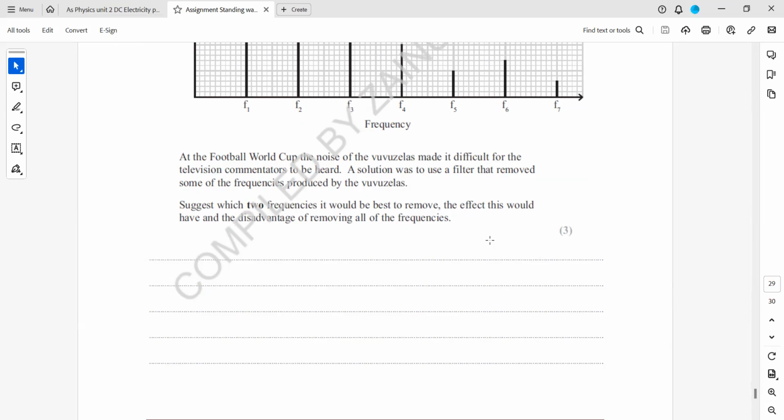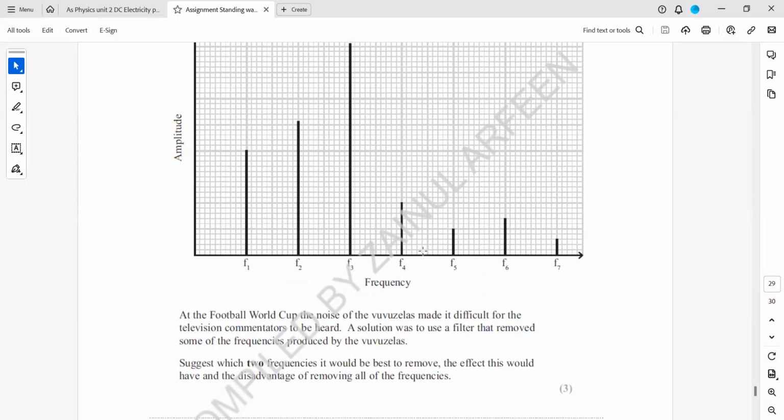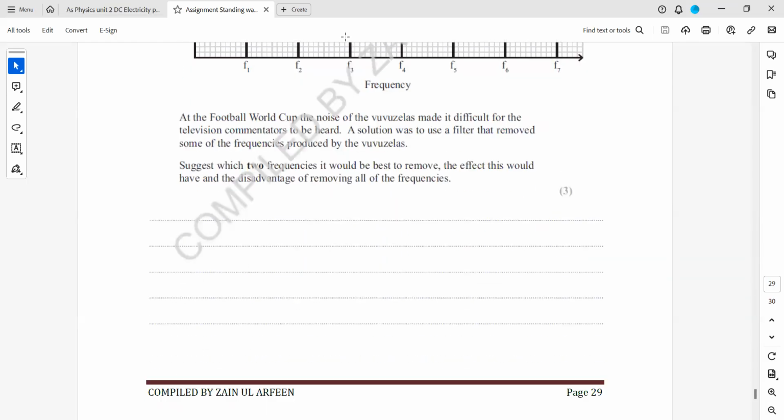If we remove these frequencies, it reduces the noise level. But what is the disadvantage of removing all the frequencies? If we remove or filter all the frequencies, then the commentator's frequency might also be removed. The commentator is producing different frequencies as well, so his frequency will also be filtered off. The frequencies we remove are F2 and F3.